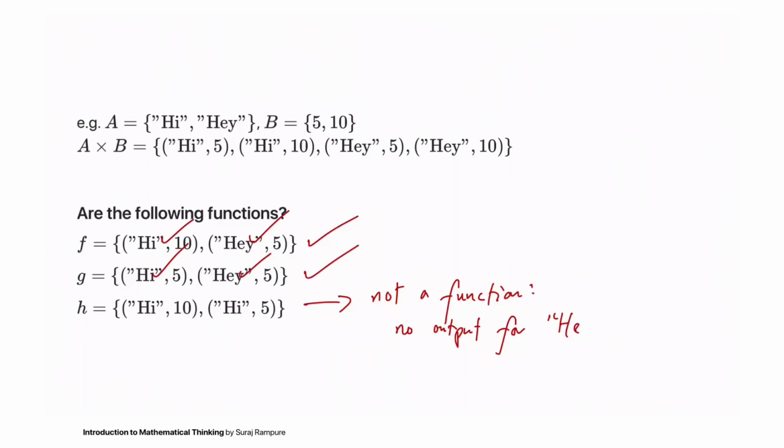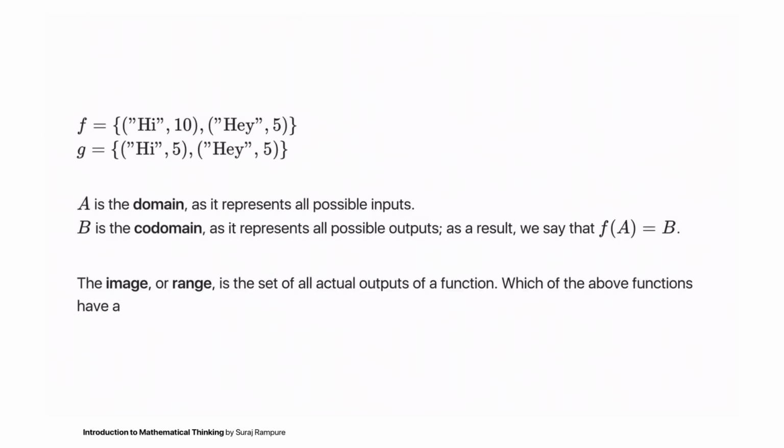For H, we have two outputs for one input. So H is not a function, whereas F and G are indeed functions.